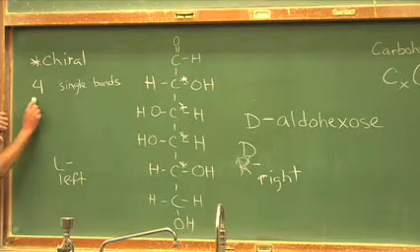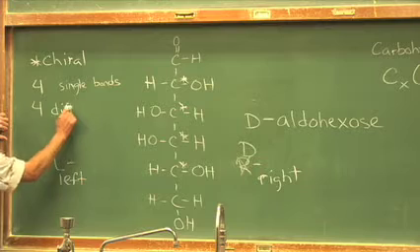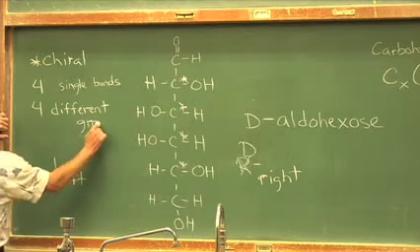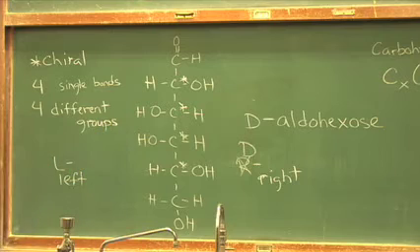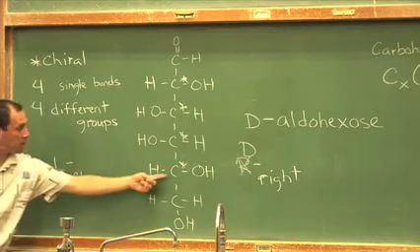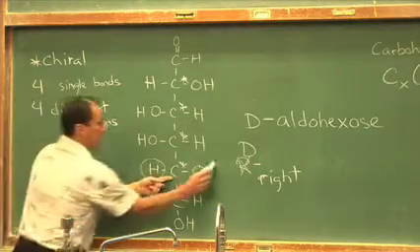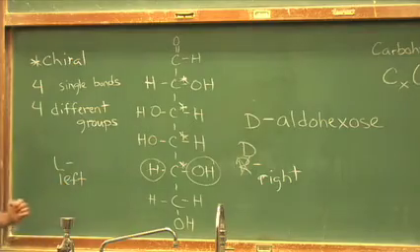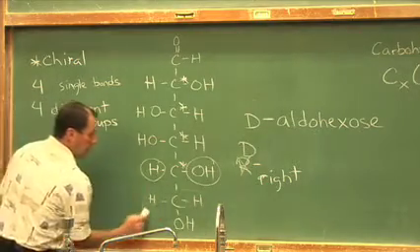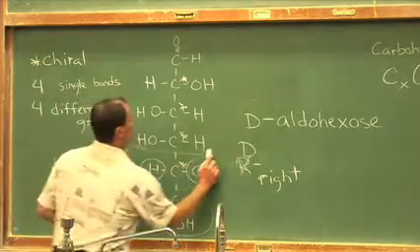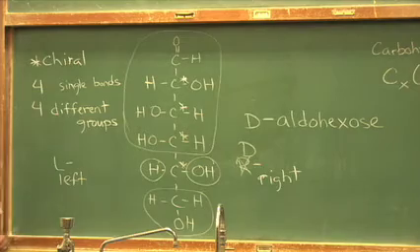The other criteria is they have to have 4 different groups. Now, I didn't write 4 different atoms attached to it, I wrote groups. For example, this carbon has a group that's a hydrogen. It has a group that's an OH attached to it. The third group that I'm going to identify is going to be CH2OH down at the bottom. And the fourth group is a big hunkin' piece, that whole thing up at the top.